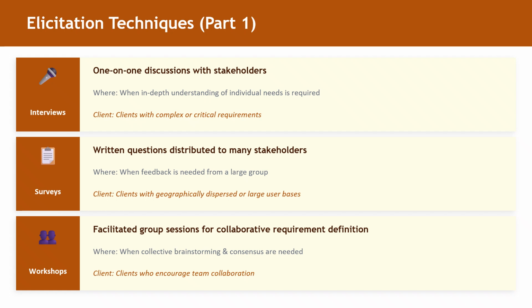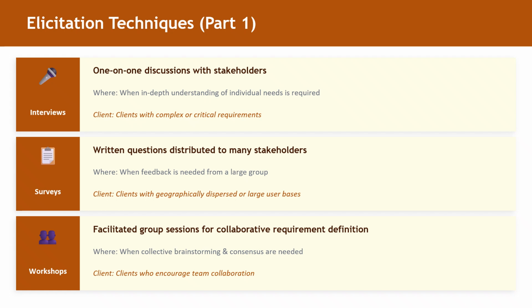Elicitation means extracting or gathering requirements from stakeholders. First comes interviews. This is a one-on-one discussion with stakeholders. It is used when we need a deep understanding of specific requirements. For example, if we are building a banking system, we might interview a branch manager to understand operational needs.